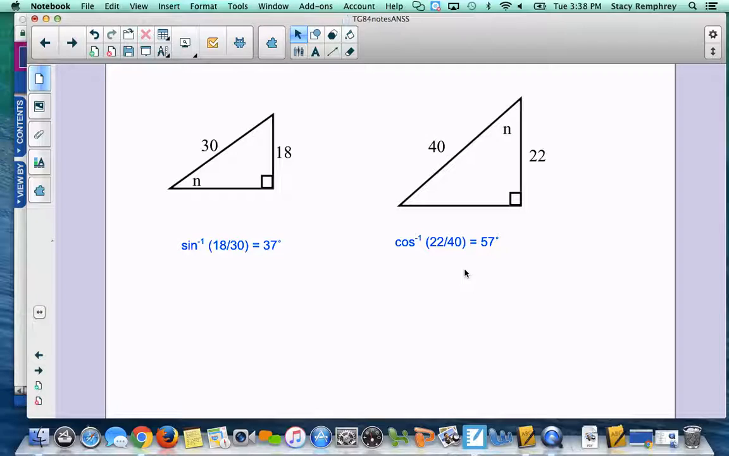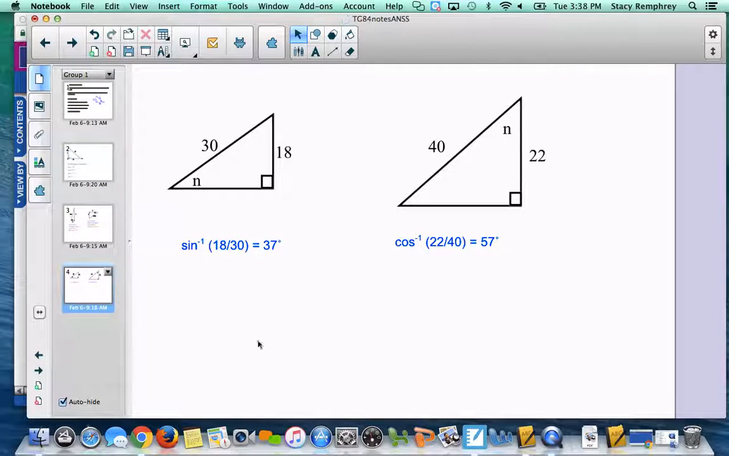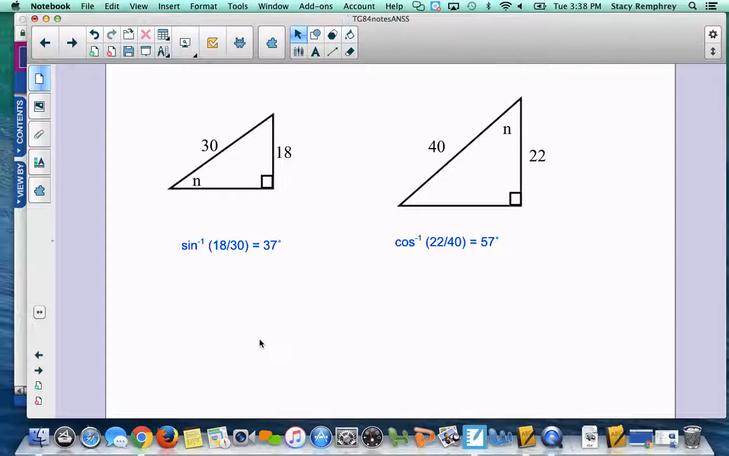That's 57 degrees. Okay? So that concludes the notes for this section. It's just kind of applying it with new ratios.